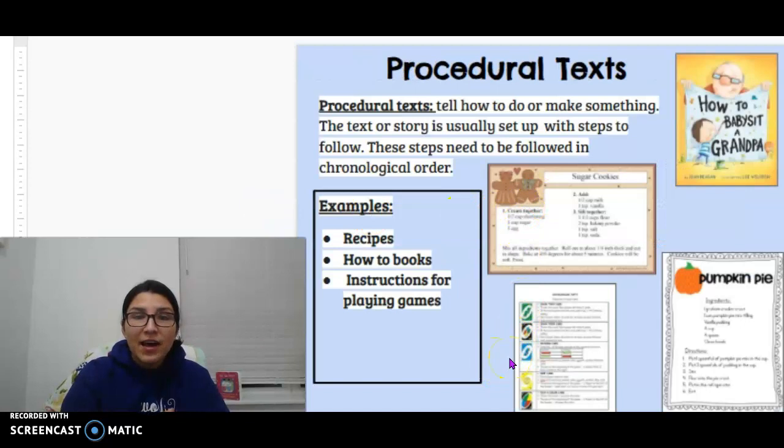So remember, procedural text tells how to do or make something. The text or story is usually set up with steps to follow. These steps need to be followed in chronological order. Remember, first, second, third, fourth. Don't go out of order. Stay in order. Okay, hope you like this little review.